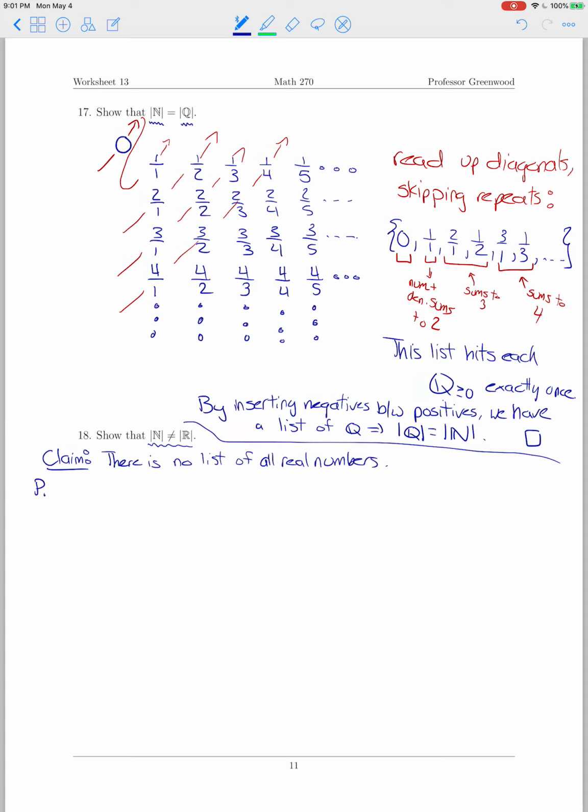And so our proof, you can imagine that it might be really difficult to try and show that there's no possible way of coming up with an organized list that eventually hits all the reals. And this sounds like an argument that would be tricky to prove directly, and for that reason, we're going to prove it by contradiction. And so that means that we'll assume that there is a list of all the reals.